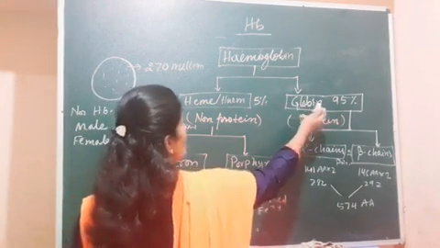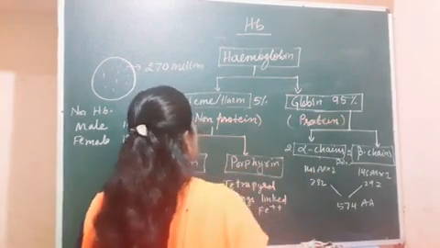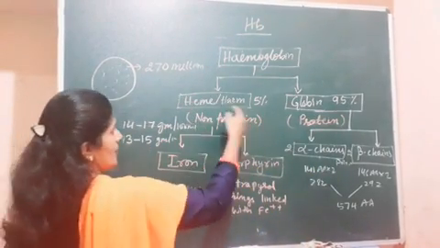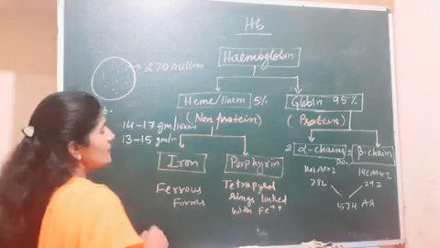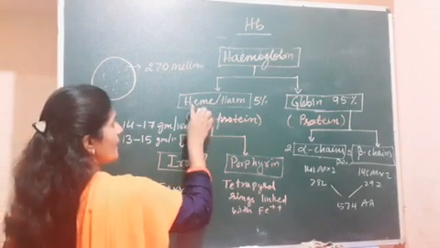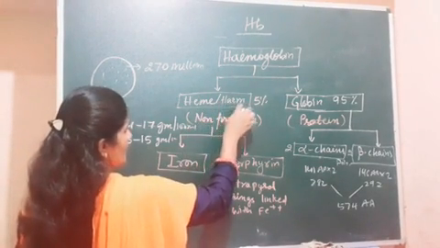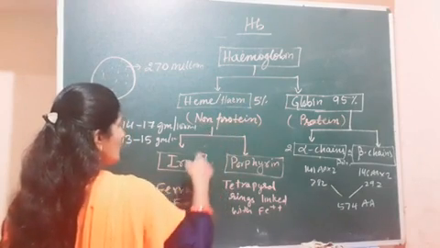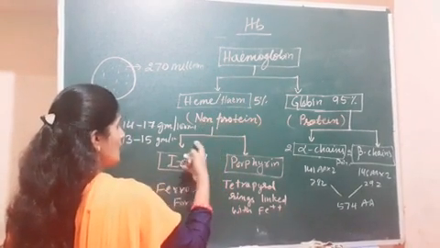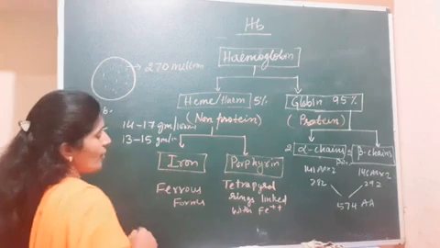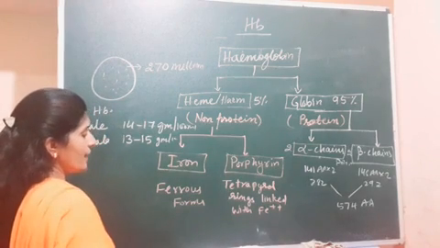So that is why the globin content is high, 95%. Proteins are there, and the non-protein part, which is heme. This heme we can write HEME or also HAEM. So here heme has two parts. One is iron and the second one is the porphyrin.